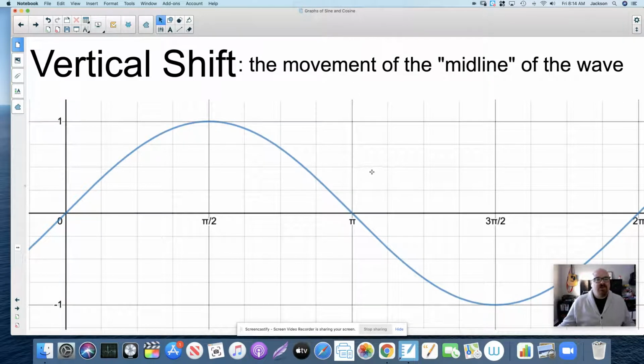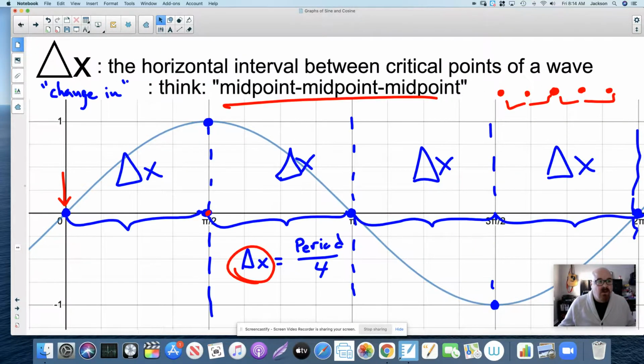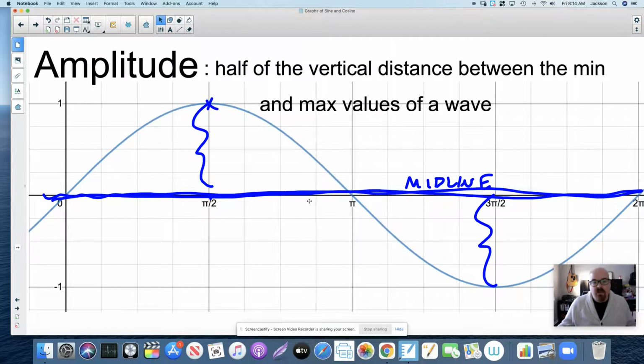All right, so the last transformation we're going to look at is probably the easiest one to identify, and that's the vertical shift. Now, the best way to explain, I believe, the vertical shift of the graph is the movement of the midline. When we talked about amplitude, I think I started calling it the line of equilibrium, or whatever you want to call this. The midline, the graph is going to oscillate over and above that, and the distance between the max and min is going to be the same from that midline, right?